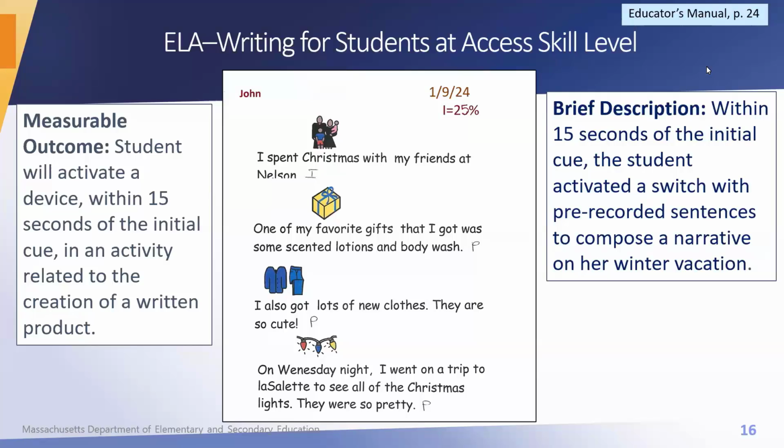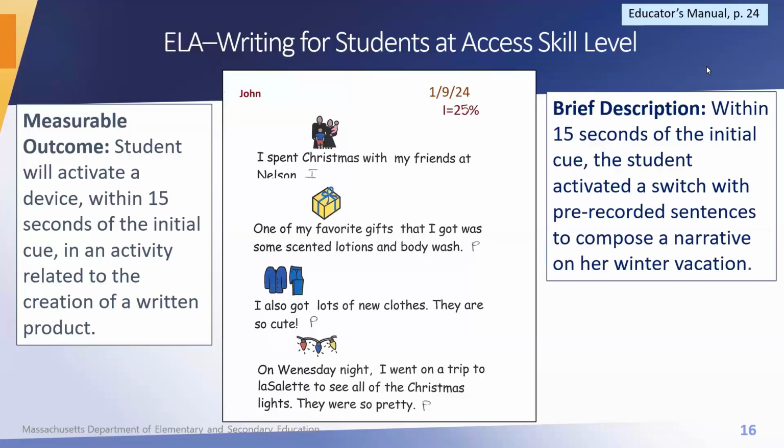Within 15 seconds of the initial cue, the student activated a switch with pre-recorded sentences to compose a narrative on her winter vacation. Those pre-recorded sentences were probably something that mom or dad sent in, a journal, a note that said, this is what we did over the holiday. That was pre-recorded sentences. Then what the student had to do was, within 15 seconds, activate that switch, and those pre-recorded sentences would show up.